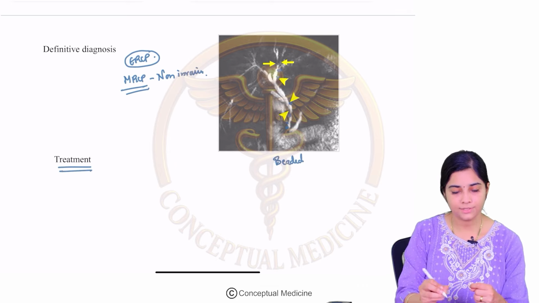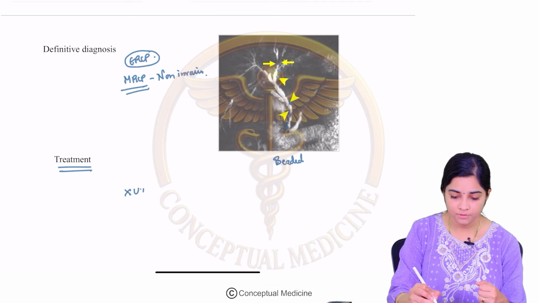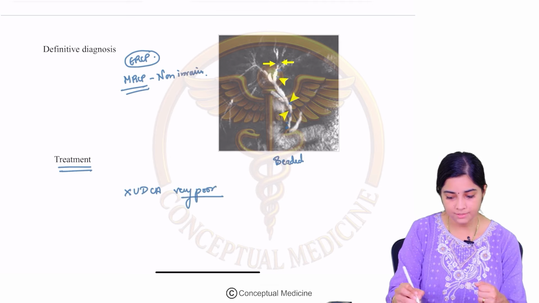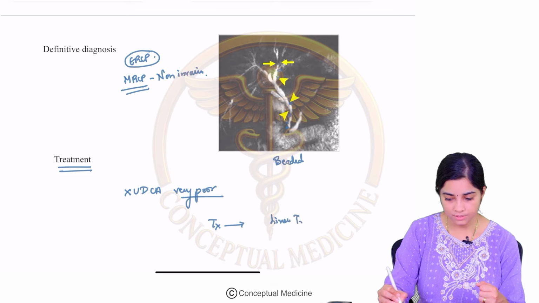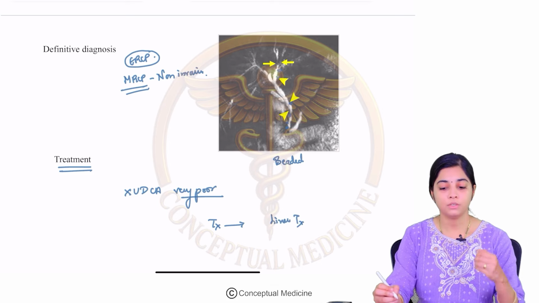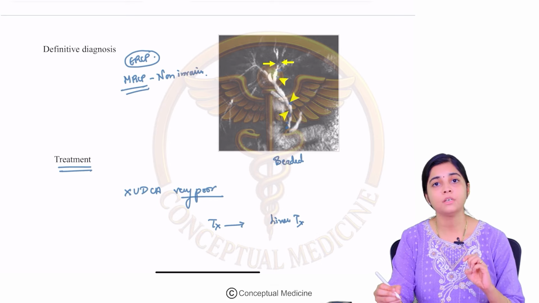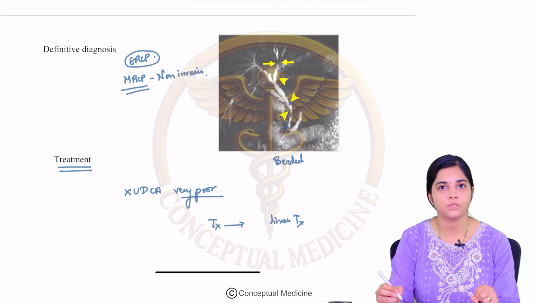So, what is the treatment? Unfortunately, unlike primary biliary cirrhosis, the response to UDCA is very poor in primary sclerosing cholangitis, and the final treatment is your liver transplant. So, this is about your primary sclerosing cholangitis.